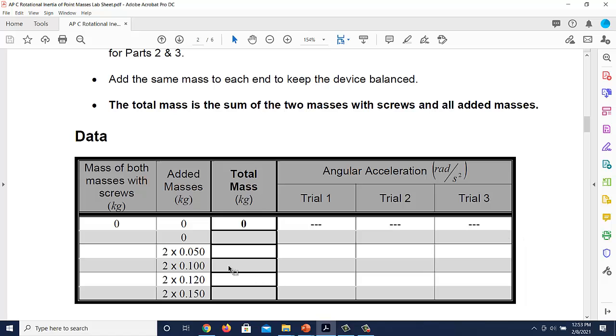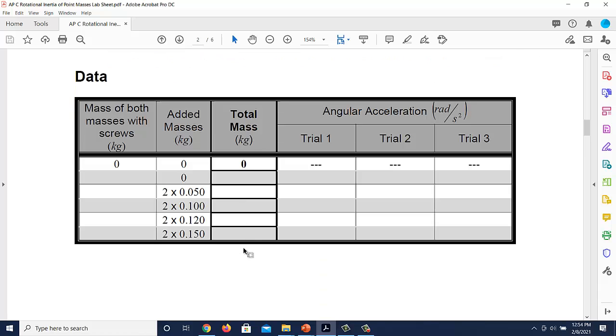Run 3 trials. Then it says 2 times a 50 because you're going to add a 50 to both sides. You with me? 150 on one, 150 on the other. And then you're going to add 100 to each side, 120 and 150 to each side. It's as much mass as we can fit underneath my screw. So that'll be all of our data points. We do have a 0, 0 here, but we'll also have one that has a total mass of just the brass masses and the screws, and then we'll start adding masses to that. Don't move the masses. Leave them straight where they are.